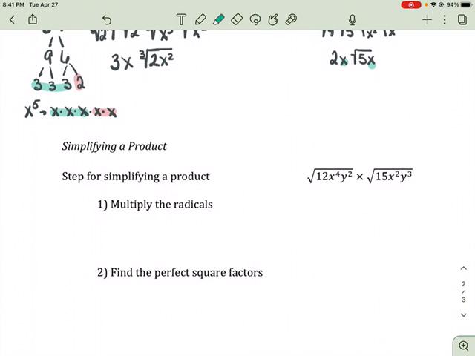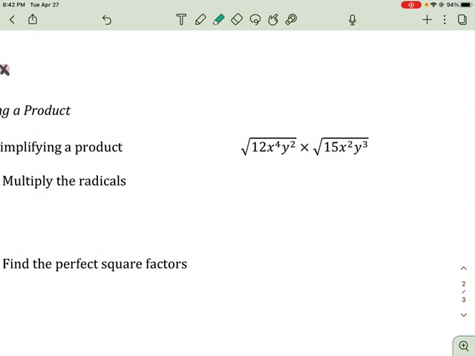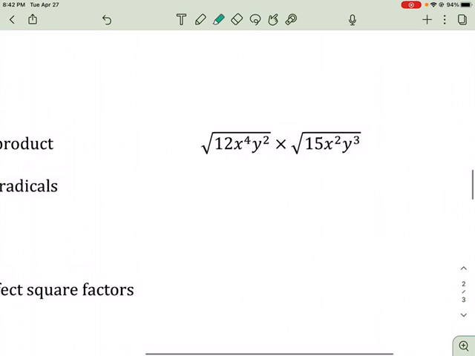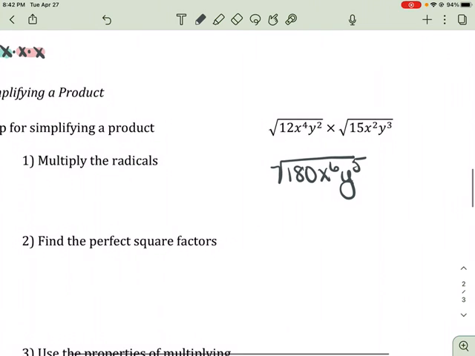Our first step is that we're going to multiply radicals. So remember, like indices: square roots with square roots, cube roots with cube roots, fourth roots with fourth roots. So multiply your numbers. I don't know what 12 times 15 is. Okay, 180. So we get the square root of 180. Add my exponents. There we go. All right, so now we're going to find our perfect square factors.